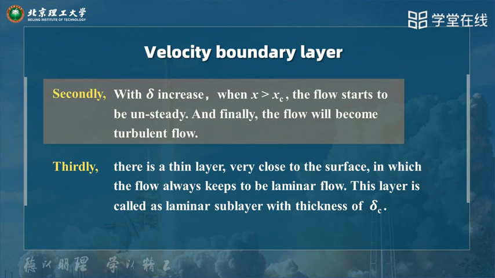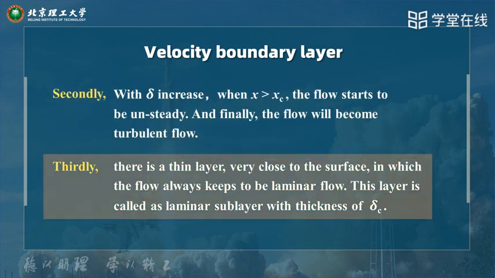The third region is the very thin layer we discussed, very close to the plate surface. In this layer, the flow always keeps laminar because, very close to the plate, influenced by viscosity and friction, the flow rate is very small. This layer is called the laminar sublayer, with thickness delta C. Delta C is very small.